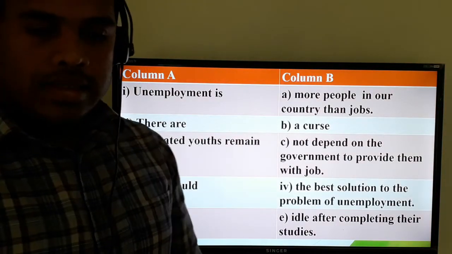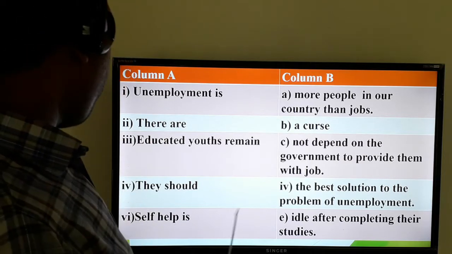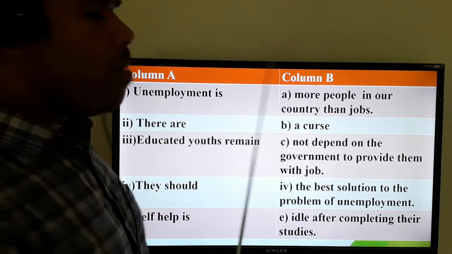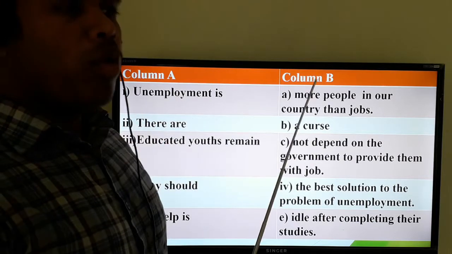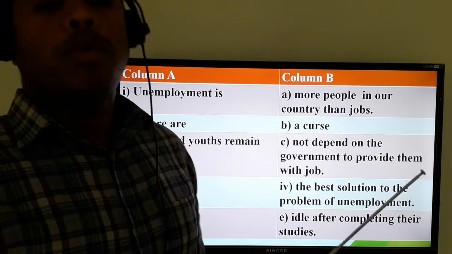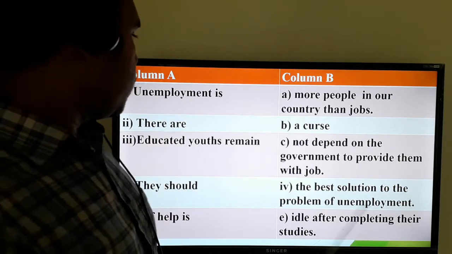Now you see that's another one. It is talking about unemployment. Can you remember what unemployment is? Unemployment means joblessness. When you have no job, that is unemployment.